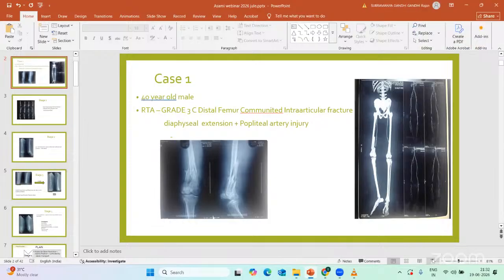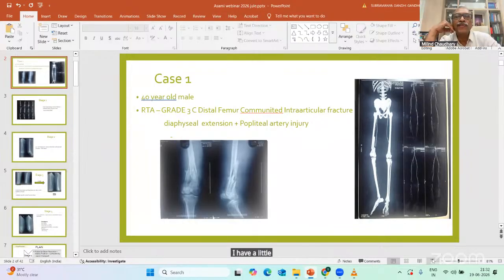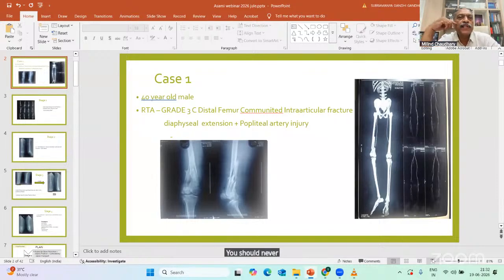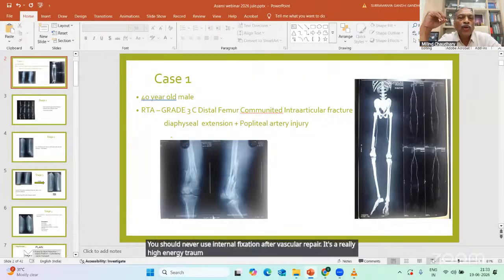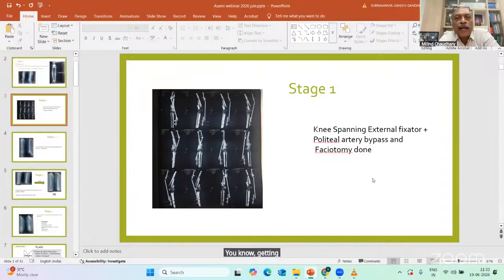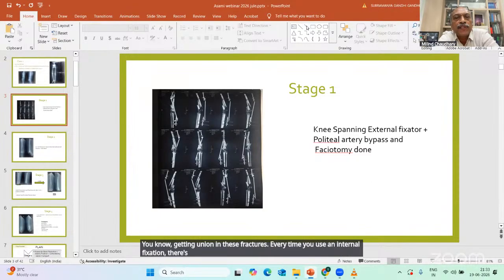Dr. Chaudhary, I have a little interesting observation since my residency. This is 1985, I think. I think you should never use internal fixation after vascular repair. It's really high energy trauma. And you should tell your friends, acquaintances, always go for an X-fix when you're doing a vascular repair, even as a definitive method for getting union in these fractures. Every time you use internal fixation, there's an extreme high risk of infection.